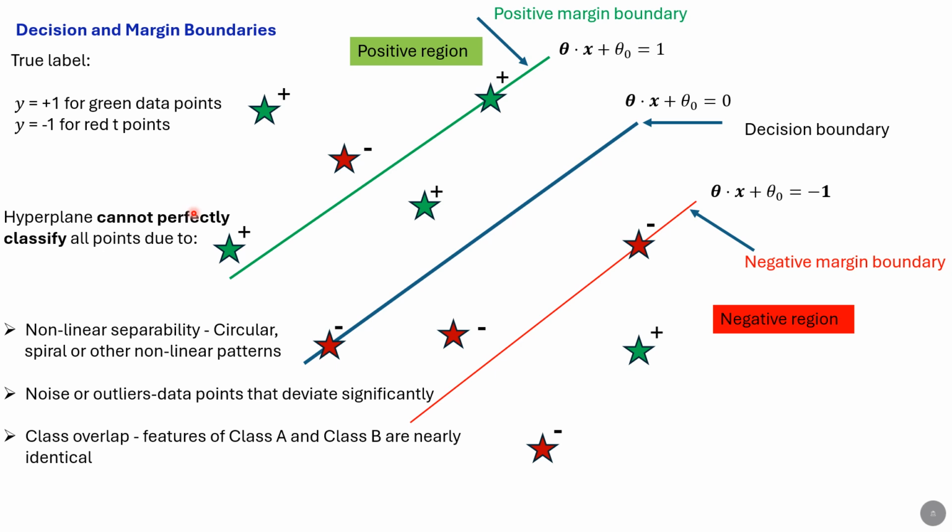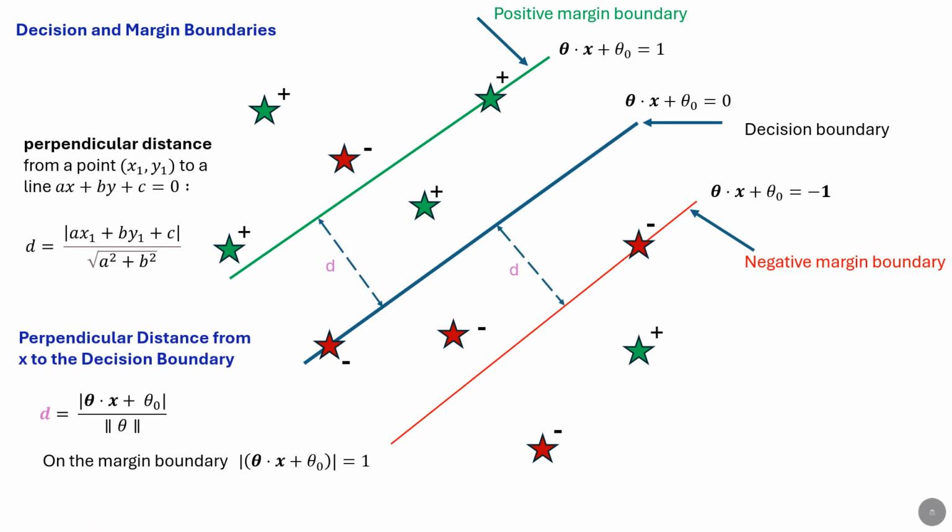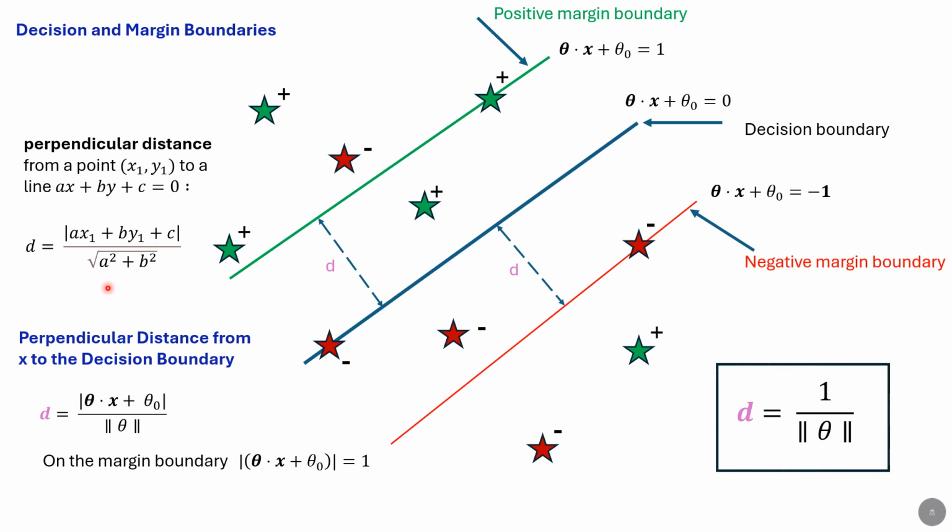There are some limitations of using hyperplanes, and they cannot perfectly classify data due to challenges like nonlinear separability, noise or outliers, or class overlap. The perpendicular distance from a point (x1, y1) to a line ax plus by plus c equals 0 is given by this equation. Here d equals the absolute value of ax1 plus by1 plus c divided by the square root of a squared plus b squared.